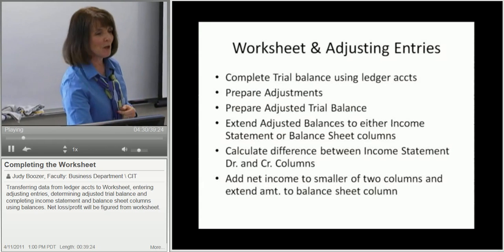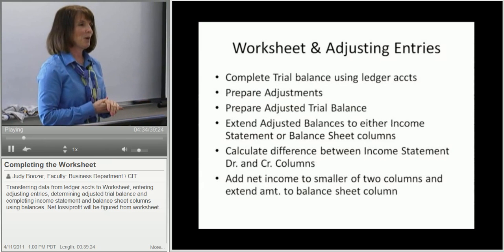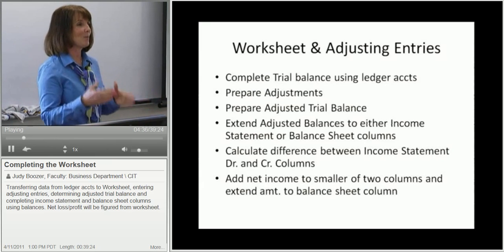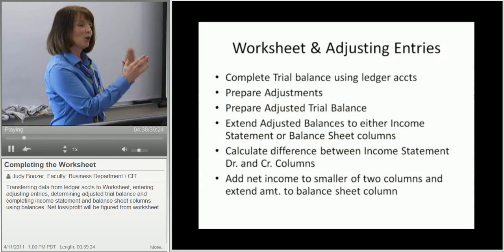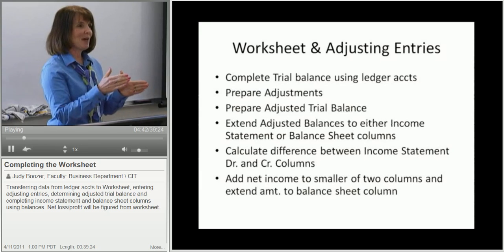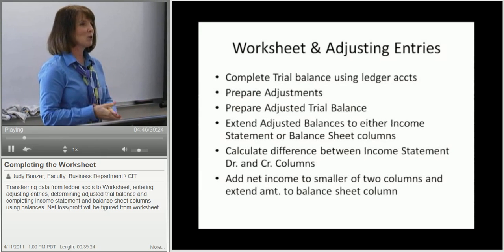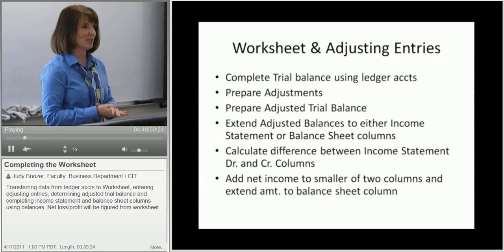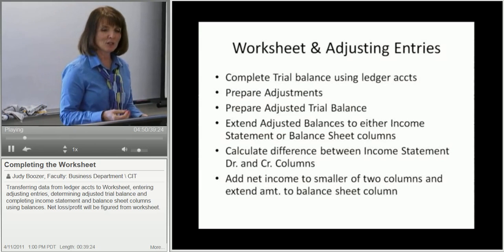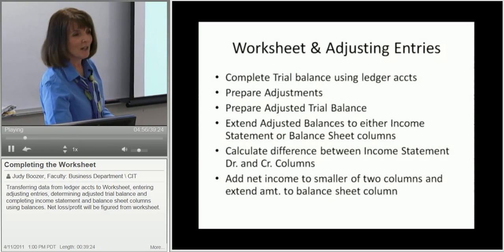The next thing we're going to do after we do all those adjustments is to prepare what's called an adjusted trial balance. We'll look at the original trial balance, see the adjustments made, and we'll come up with new balances. And from those new balances, we'll create financial statements. But first of all, let's go ahead and look at the steps involved.